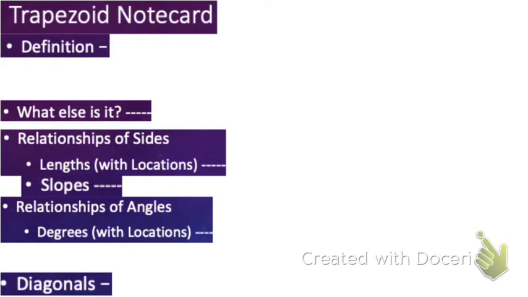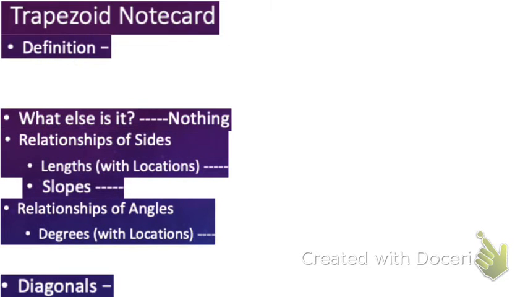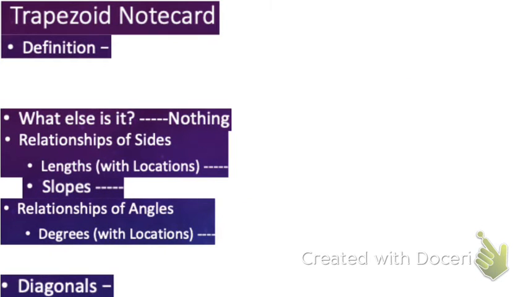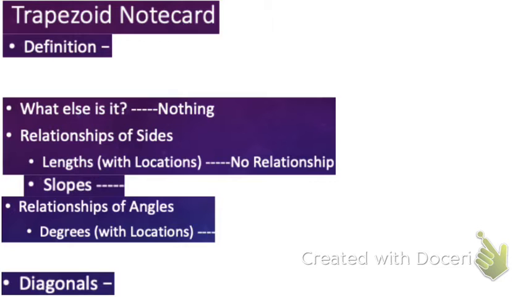Alrighty. So, trapezoid note card. What else is it? Nothing. It's literally no other special quadrilateral. It is just a quadrilateral. It's not a parallelogram, not a square, rectangle, or... What does the trapezoid look like? A trapezoid looks like that. So, trapezoid is nothing else. The lengths, there is no relationship. There is nothing special with the lengths of any of the sides of a trapezoid.